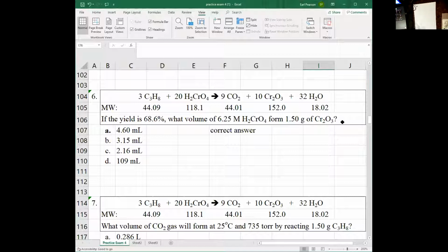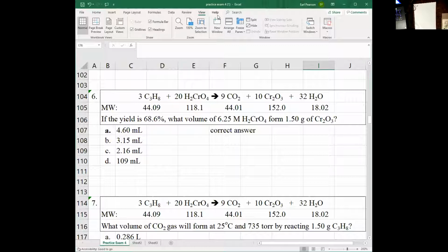Okay, this one now is, we're taking the yield into account. I want to form 1.5 grams of the chromium-3 oxide from the chromic acid, and it's 6.25 molar now. So I want to know how much of that acid would I use if the reaction is only 68.6%.